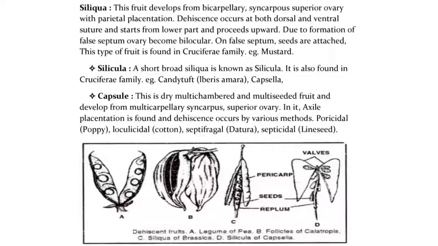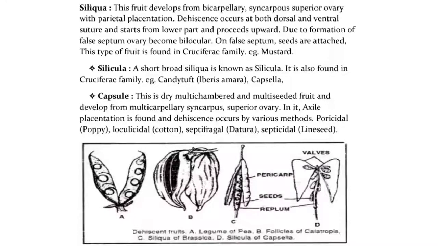Siliqua. This fruit develops from a bicarpellary, syncarpous superior ovary with parietal placentation. Dehiscence occurs at both dorsal and ventral sutures and starts from the lower part and proceeds upward. Due to formation of a false septum, the ovary becomes bilocular. On the false septum, seeds are attached. This type of fruit is found in the Cruciferae family, e.g. mustard.